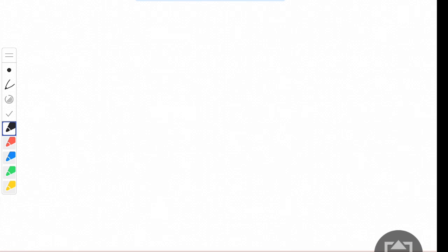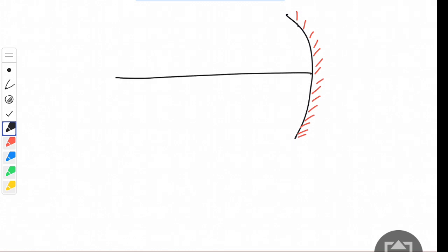So here is the first question. There is a concave mirror. This is the side from which there is some coating, and this is the principal axis. This is your pole. Now here is a question.